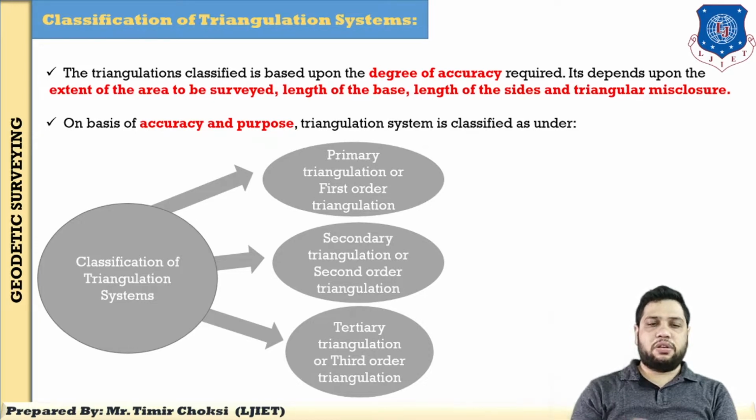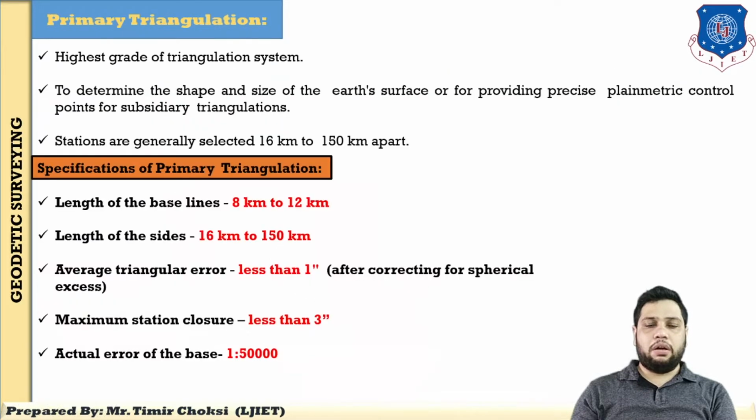The classification of triangulation systems: the first is primary triangulation or first order triangulation, the second is secondary triangulation or second order triangulation, and the third is tertiary triangulation or third order triangulation. Now I will explain all the classifications in detail one by one. First I take primary triangulation.